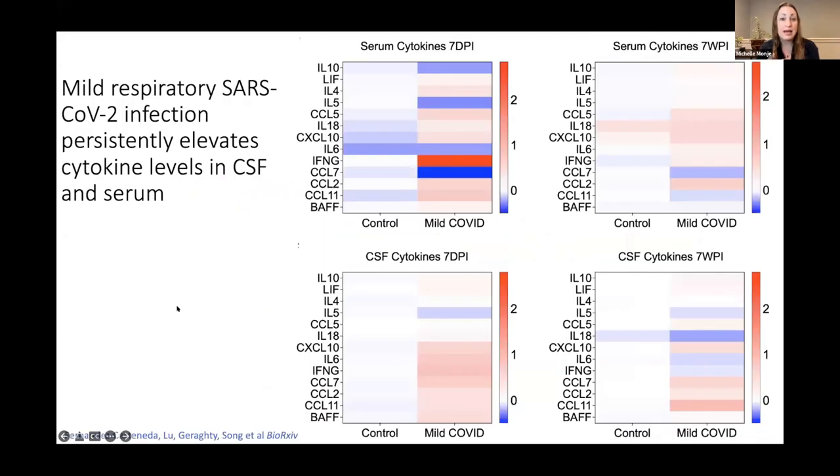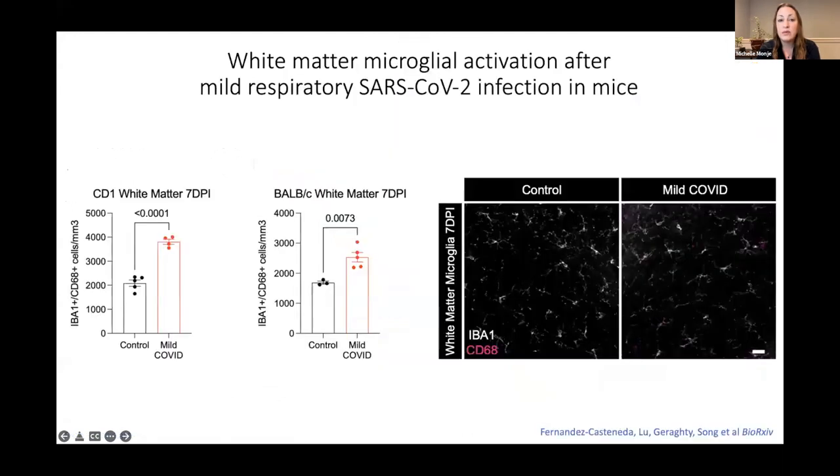But despite that lack of direct neural invasion, there's really quite prominent neuroinflammation. So this mild respiratory SARS-CoV-2 infection persistently elevates cytokine levels, both in CSF as well as in serum, both at 7 days after infection and then persisting to 7 weeks after infection. Together with that, we see that same pattern of white matter microglial activation after mild respiratory SARS-CoV-2 that we expected to see and have seen after cancer therapies of various types.